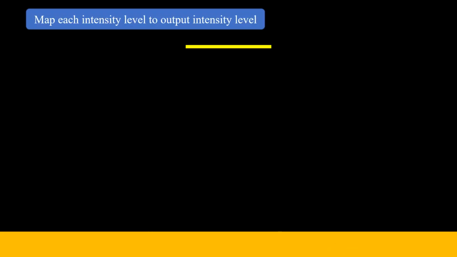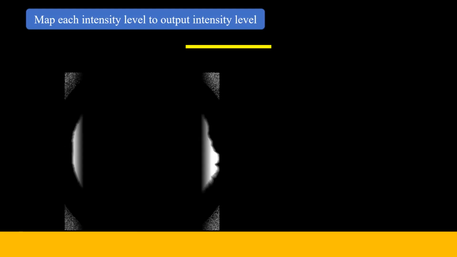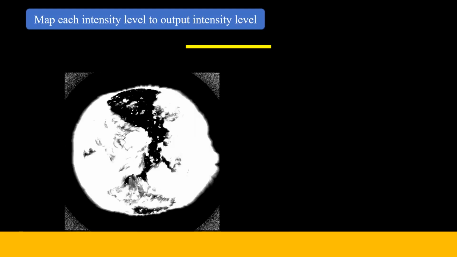From here we start with the fuzzy C-means method. The threshold method is not really convenient because it only works on two intensity values, 0 and 1. What about the middle values? That's why we move towards the fuzzy C-means method. Here we map each intensity level to an output intensity level. So this is the final image which we got from this.